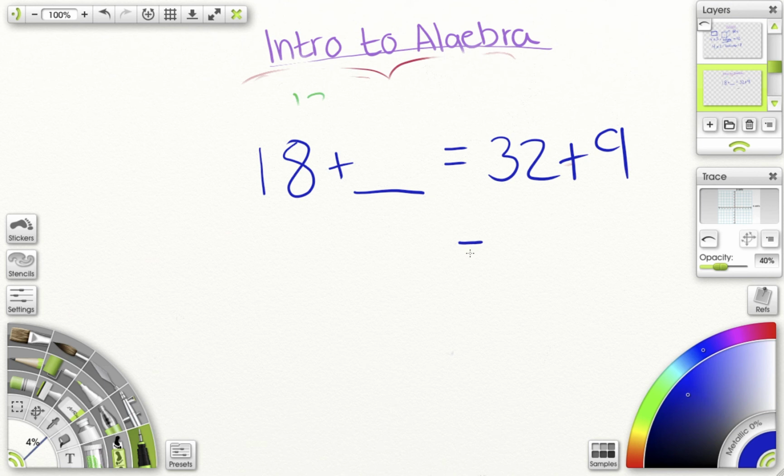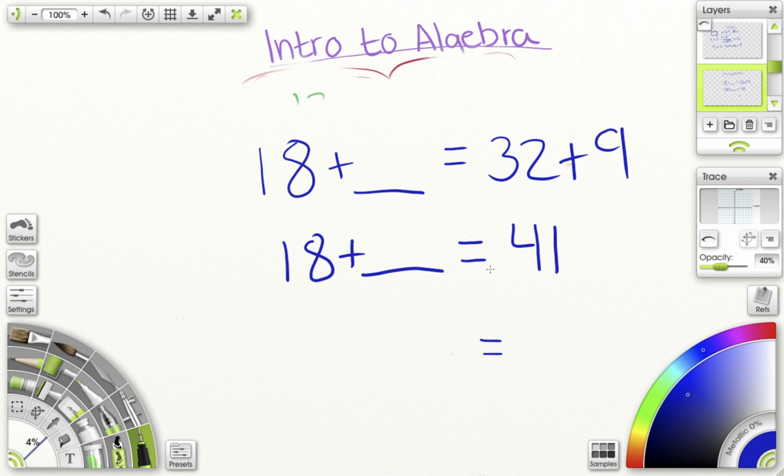Well, first of all, I need to solve the side of the equal sign that has no blank, because I can't do this side. I have to do the side that has all numbers. So I am doing 32 plus 9. 32 plus 9 gives me 41. So that means 18 plus something is equal to 41. How do I figure out what that is?